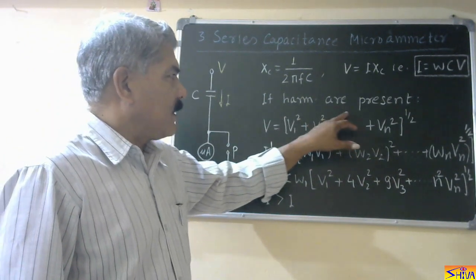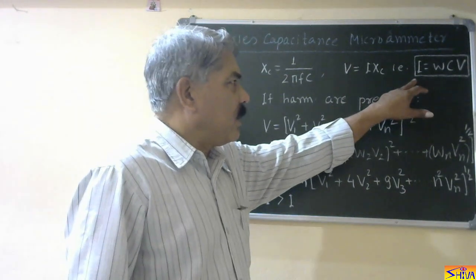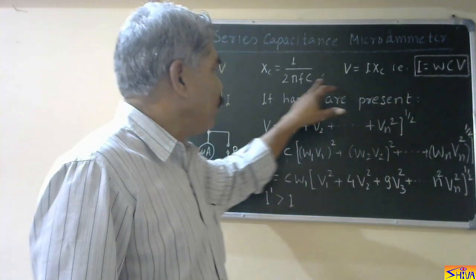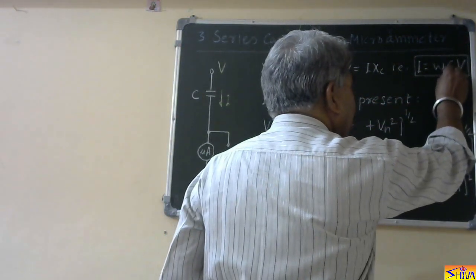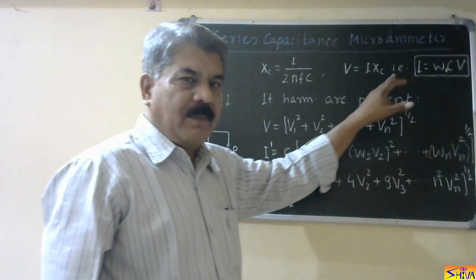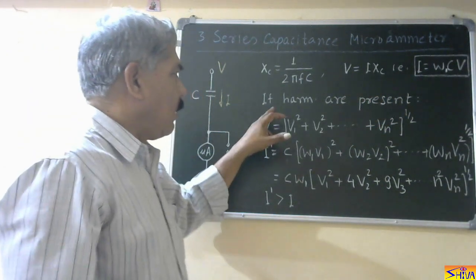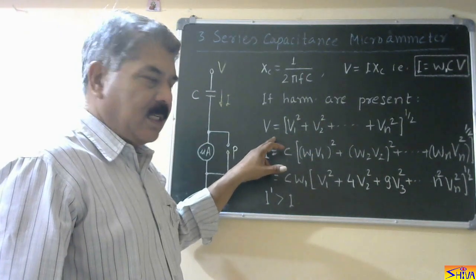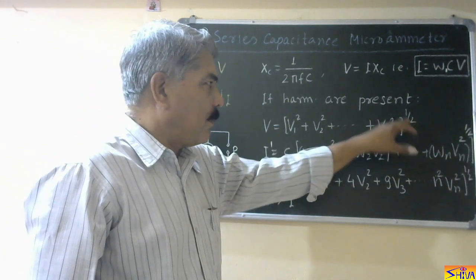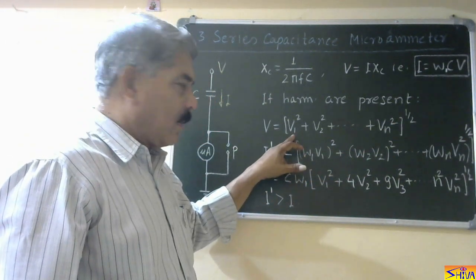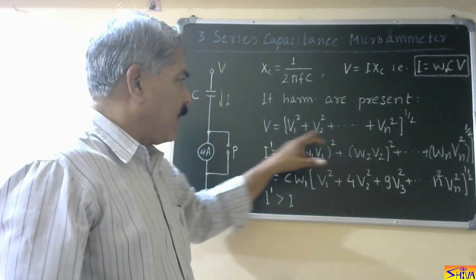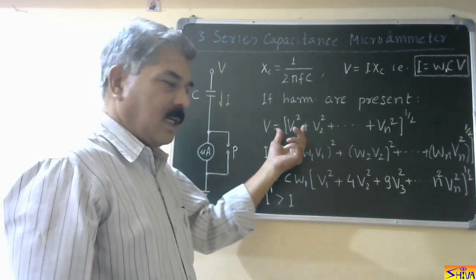If harmonics are not present, this is the formula: I is equal to omega CV, where omega 1 corresponds to the fundamental frequency, that is 50 Hz. Now harmonics are present. This voltage is given by the square root of V1 square plus V2 square up to Vn square, where these represent the fundamental component of the voltage, second harmonic, third harmonic and nth harmonic. So voltage is obtained by this equation, and obviously we can find the corresponding current also.